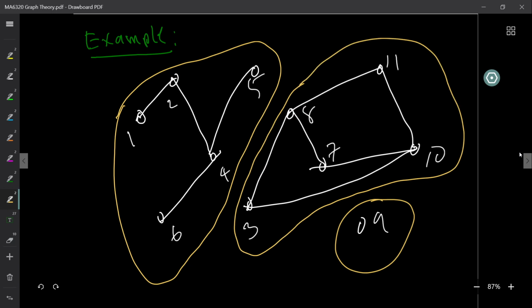And this is also a component, because for any two of them, they are connected to each other in this part. But one should stress that just any subgraph where any two vertices are reachable is not a component. For example, let us take this graph itself, and look at this part containing the vertices 8, 7, 10, and 11.